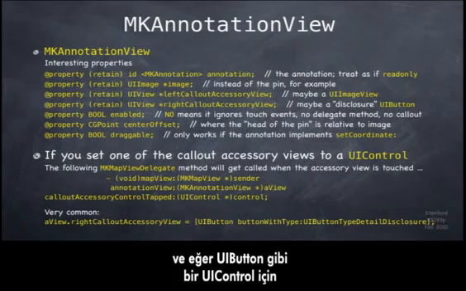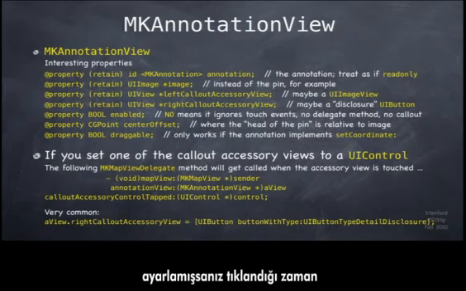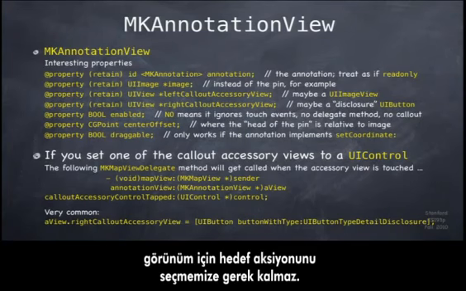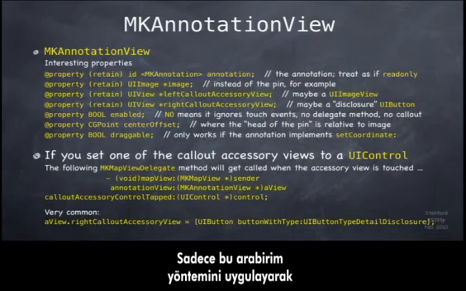Okay, so if you set one of your callout accessories, the left callout accessory view or the right callout accessory view, to be a UIControl, like a UIButton for example, then when it gets tapped on, you'll get this message sent to your delegate. So you don't have to set up target action for your right callout accessory view, which is a UIButton. You can just implement this delegate method.